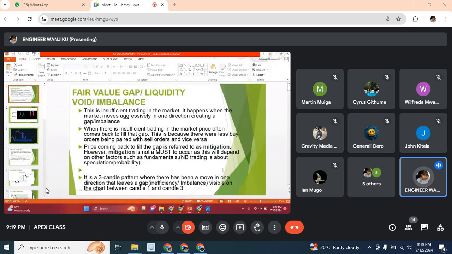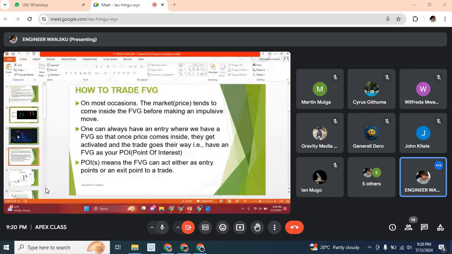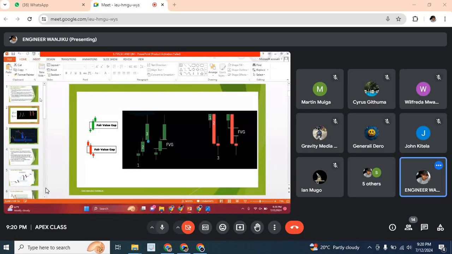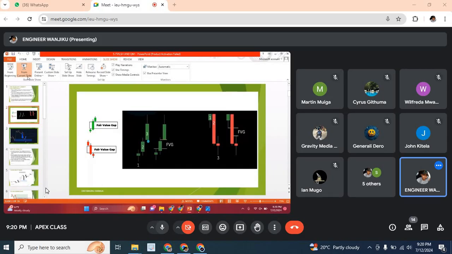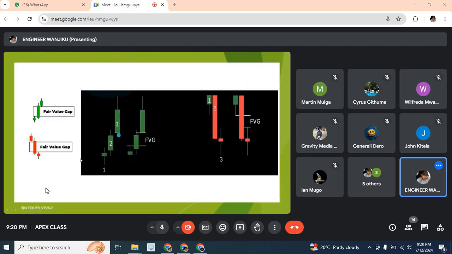Anyway, how do I identify these FVGs in the market? An FVG is a three-candlestick pattern where there has been a move in one direction that leaves a gap or inefficiency visible on the chart between candles one and three. So what do I mean by this? Let me navigate straight to this image right here. So how do we identify FVGs in the market?